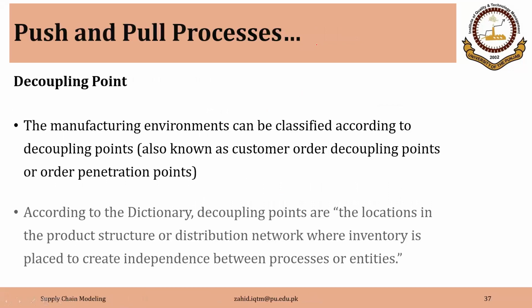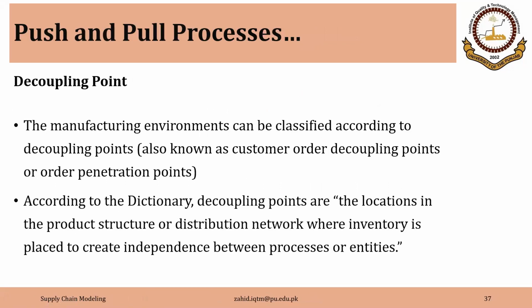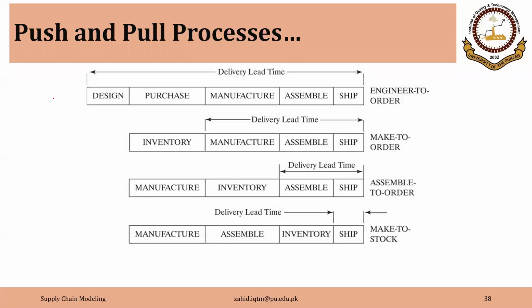So the decoupling point is again the point that separates the push processes and pull processes in an organization. After a few minutes, I will take questions. I just want to complete this discussion. So the manufacturing environments can be classified according to the position of the decoupling point. Based on this, we have four types of processes as we discussed. So let's discuss them graphically with the help of a figure.